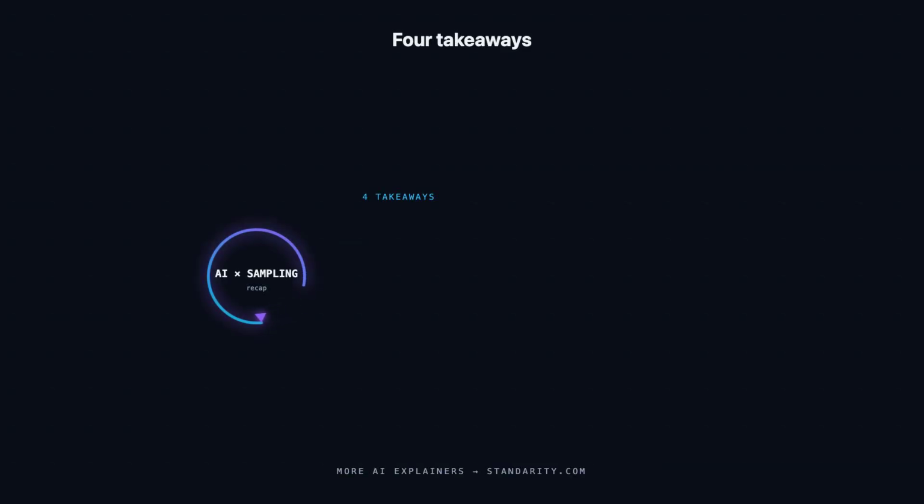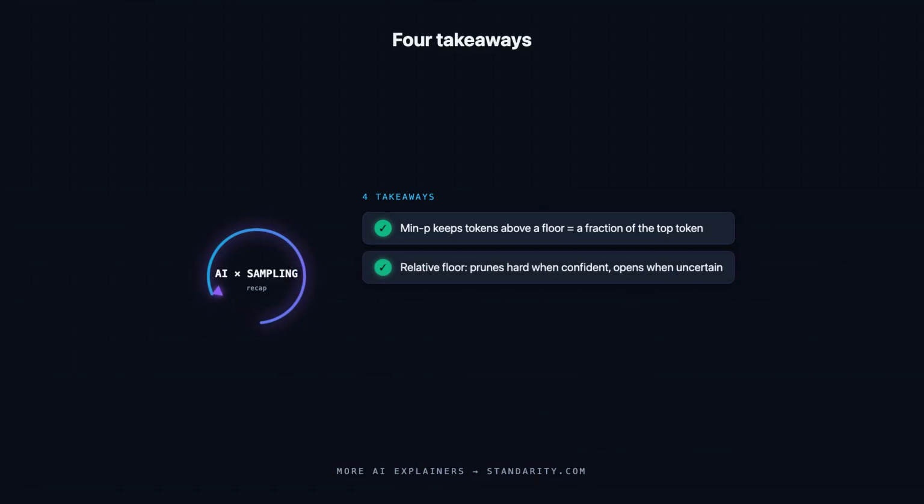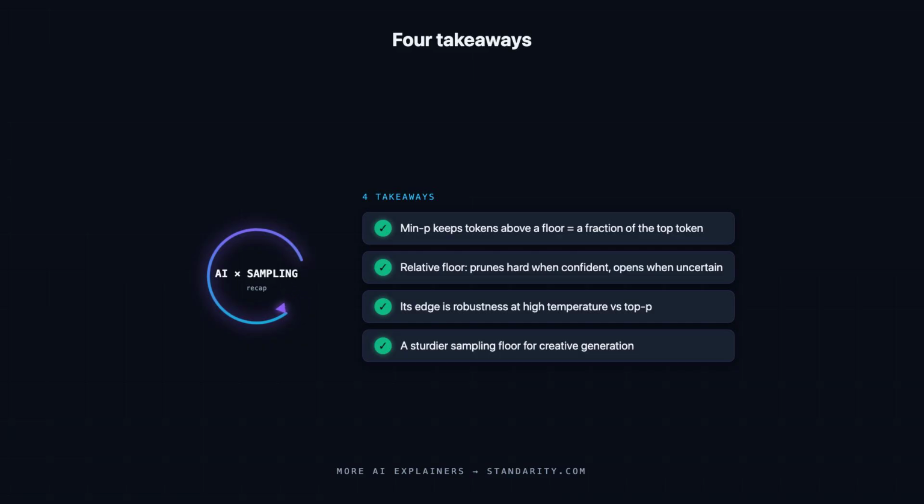Let's lock in what matters. This method keeps tokens above a floor set as a fraction of the single most likely token's probability. Because the floor is relative, it prunes hard when the model is confident and opens up when it's uncertain. Its headline strength is robustness at high temperature, where top P can leak incoherent tokens as the curve flattens. That lets you dial creativity way up without the usual descent into gibberish. Think of it as a sturdier sampling floor for creative generation.